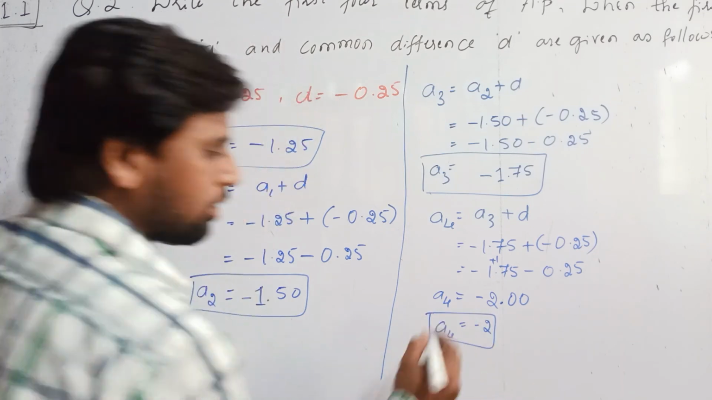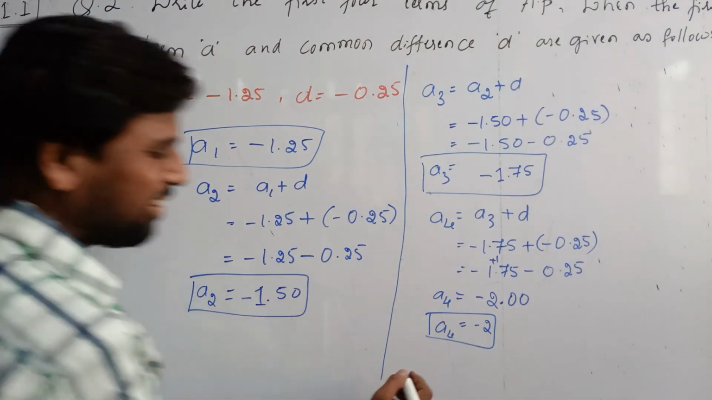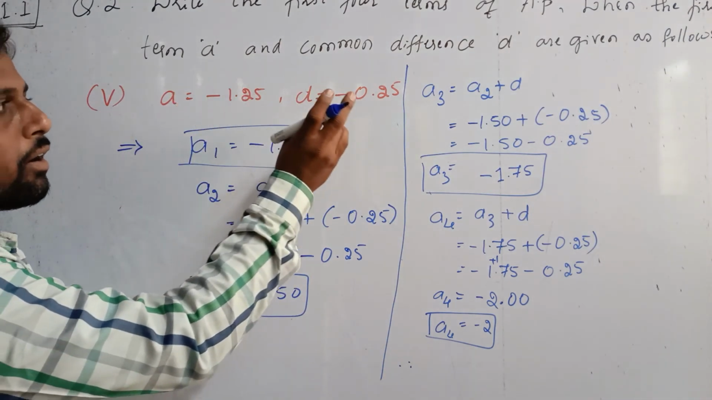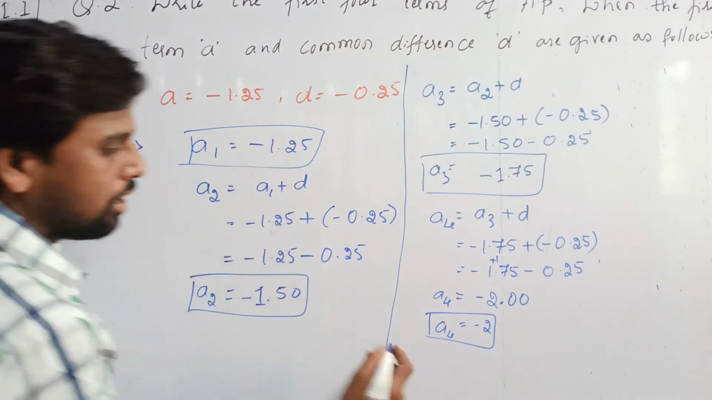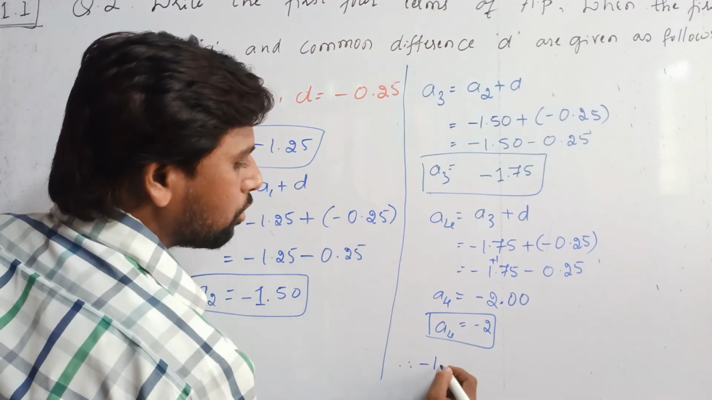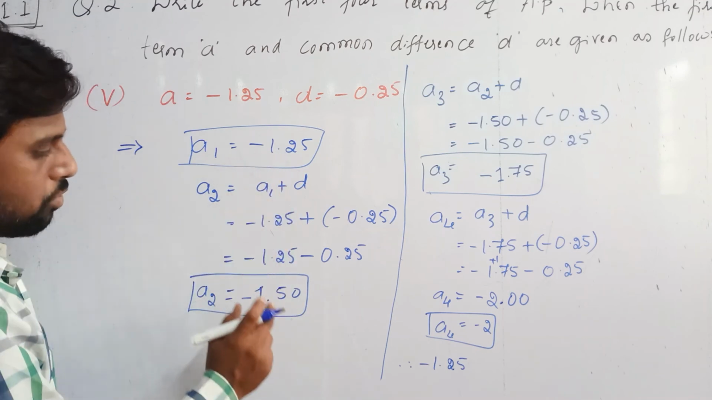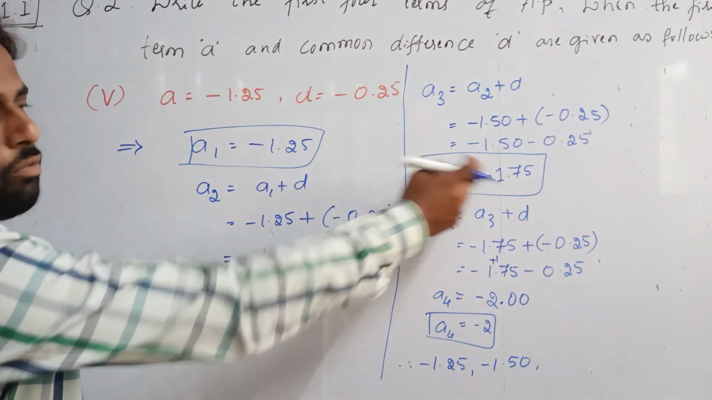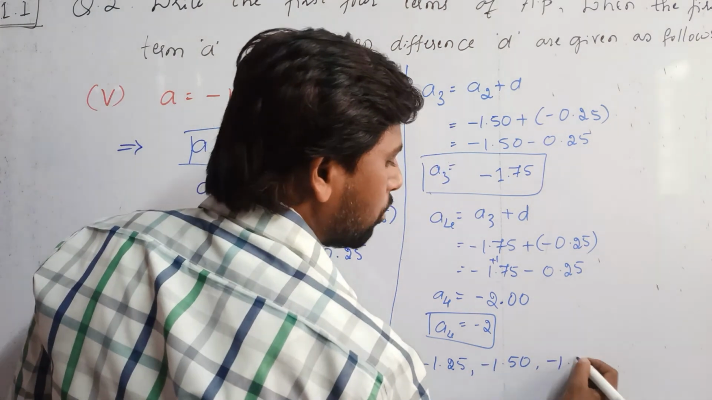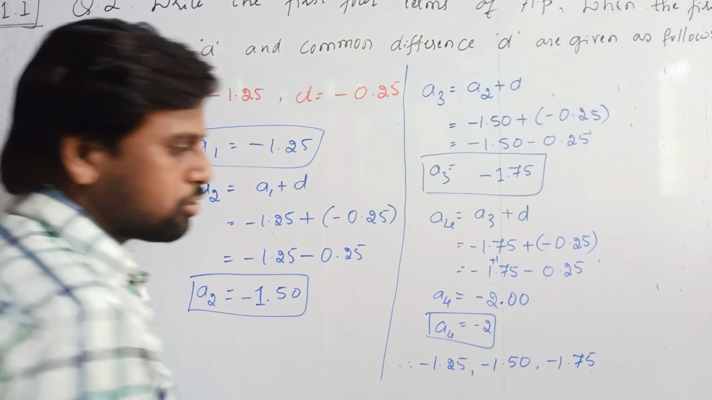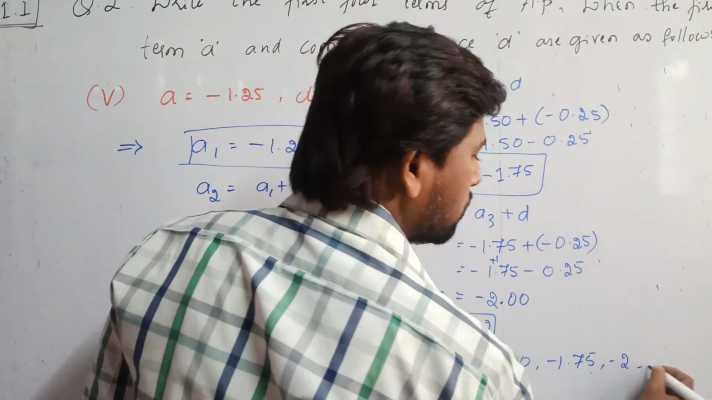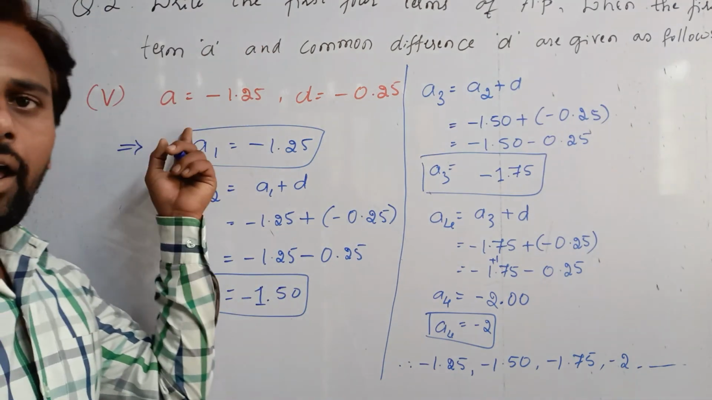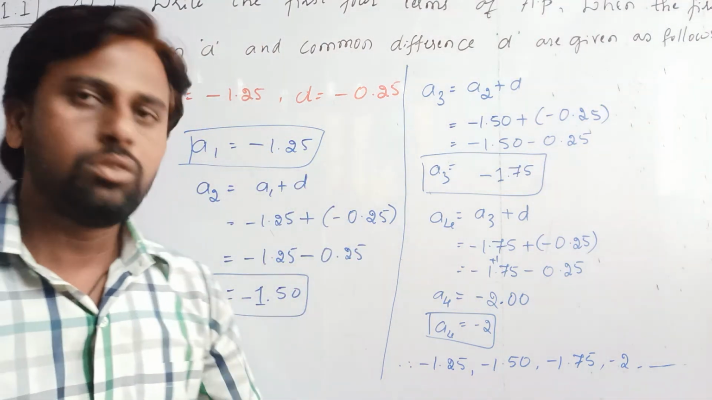So this is what your fourth term, students. By this we have found all 4 terms of this given A and common difference D values. So let's see the terms here. Minus 1.25 is the first term. What is A2 here? Comma minus 1.50, comma what is the A3 term here? Minus 1.75. And what is the fourth term here, students? That is comma minus 2, so on. In this way, these are the 4 terms of the given A and common difference D values. So this is what your answer.